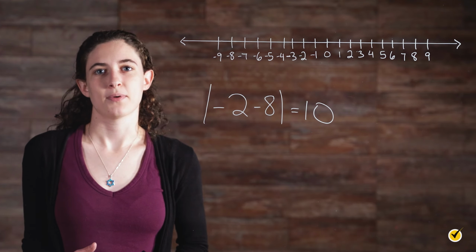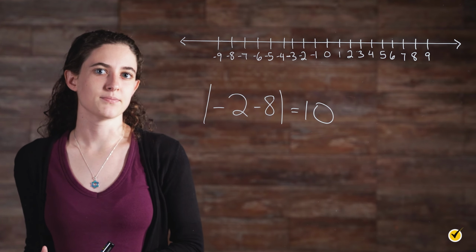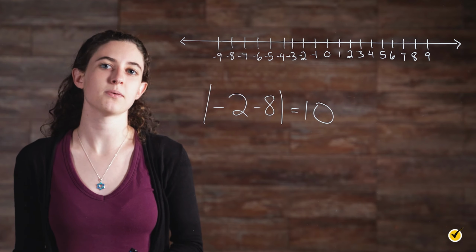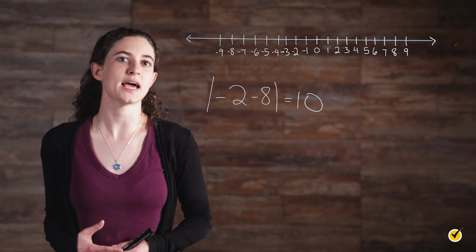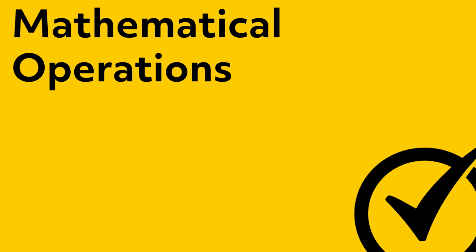Now let's do a quick recap. The absolute value of a number is its distance from 0 on a number line. And regardless of what number you're working with, the answer will always be a positive number. The absolute difference is used to calculate the distance between any two numbers on the number line, not just a number and 0.